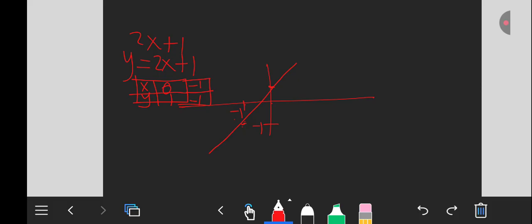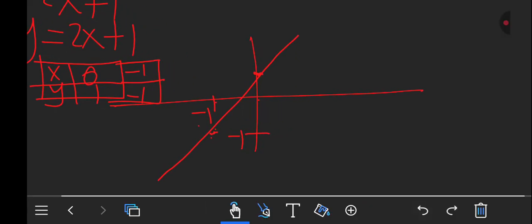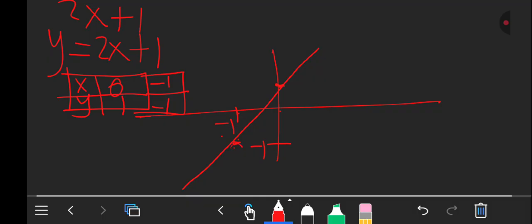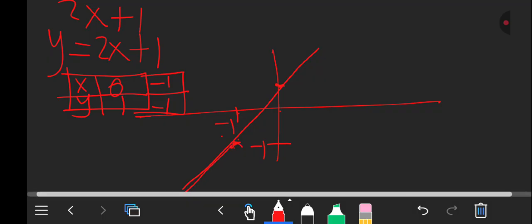Instead of having a line going up to that point, we've been told that x shouldn't be greater than negative 1, it should be less than or equal to negative 1. So we are going to end at negative 1, then going down.